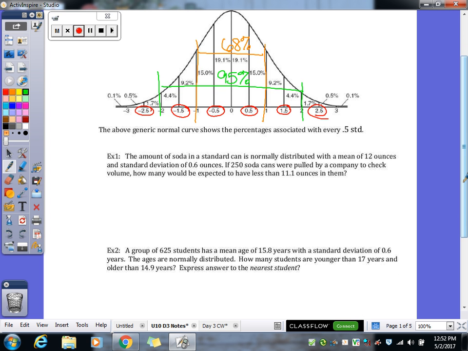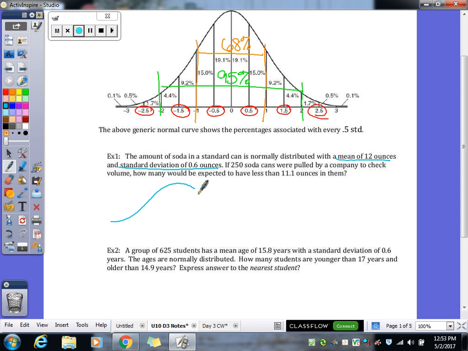So let's take a look at our first example. We have the amount of soda in a standard can is normally distributed with a mean of 12 ounces and a standard deviation of 0.6 ounces. So if we have 250 soda cans were pulled from a company to check the volume, how many would be expected to have less than 11.1 ounces?